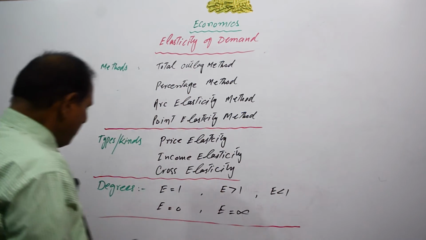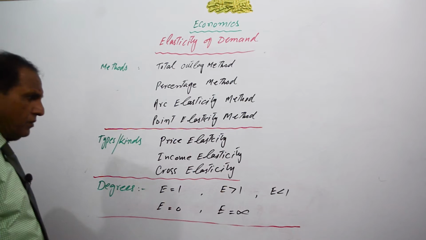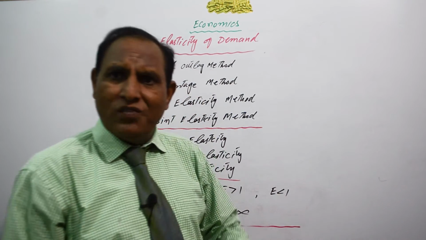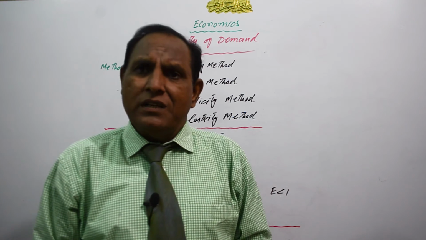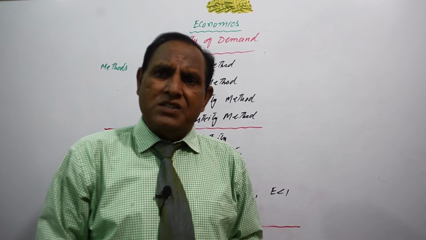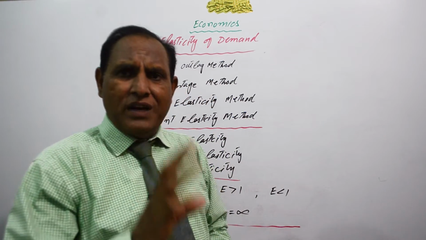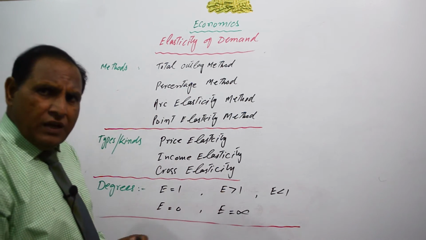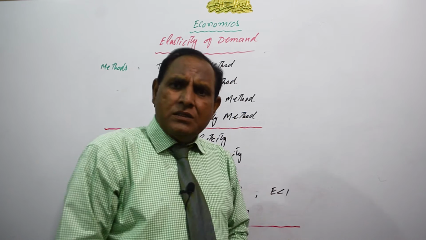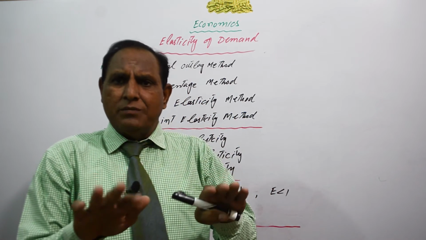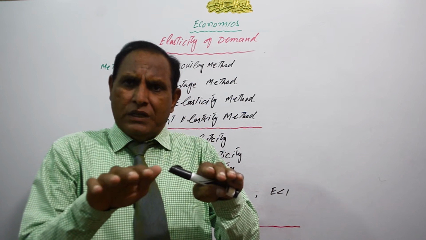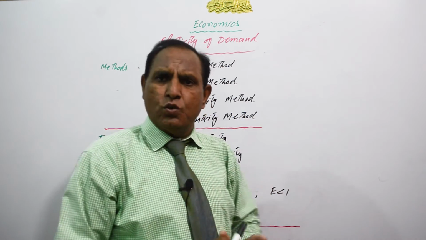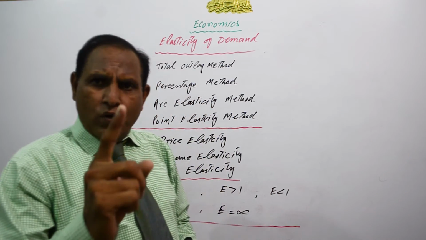And number three, degrees of elasticity of demand. What is the ratio, the tempo, the speed of change in demand due to change in price? This may be of five types. Number one, elasticity may be equal to unity, which means that the changes in price and demand are absolutely equal. If there is a 100% change in price, there will also be a 100% change in demand. This is known as elasticity equal to 1, or unit elasticity.